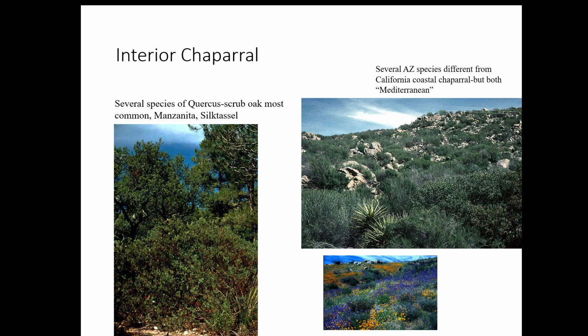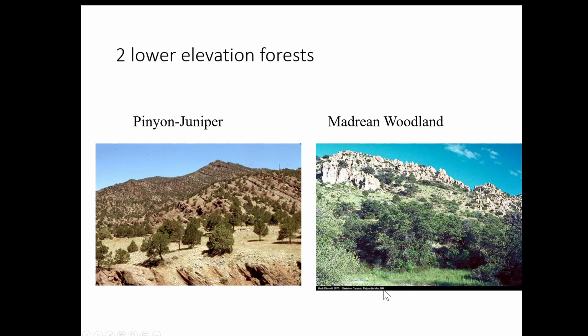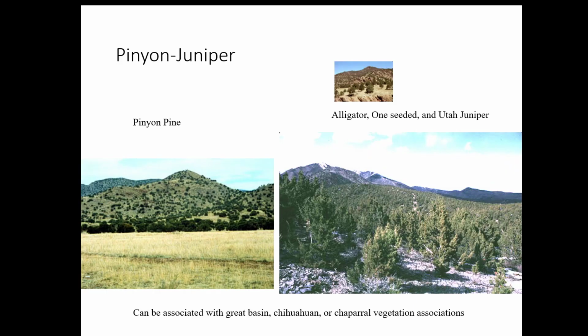Wildfires just rage through it, and it's actually adaptive for that environment to burn every 10 to 20 years. This is more chaparral here in Arizona. This is below Payson, and then more over in southeastern Arizona. We have 2 lower elevation forests. We have the pinyon juniper and the madrian woodland, which you could also call oak woodland.